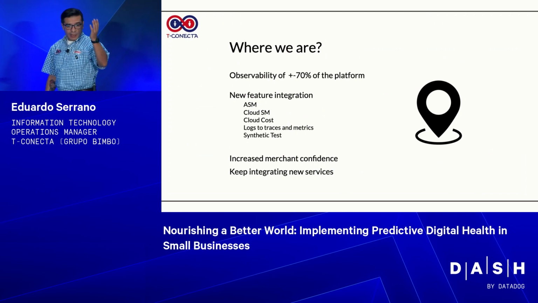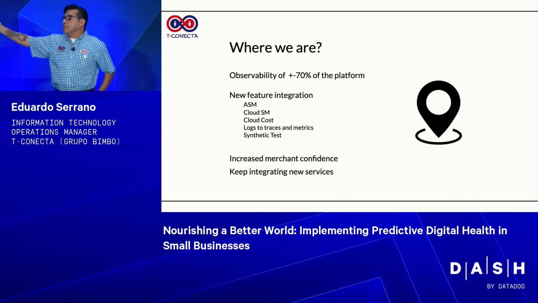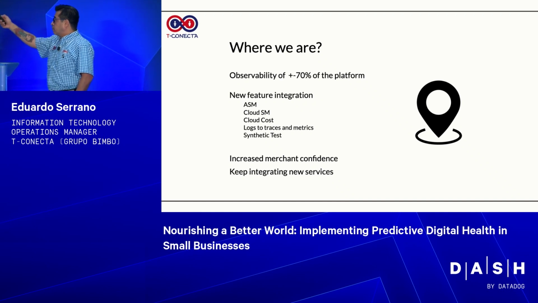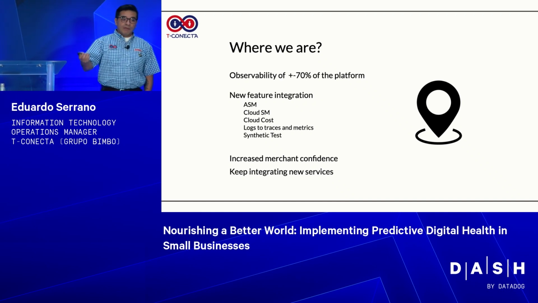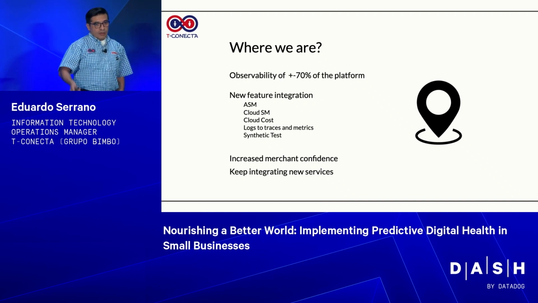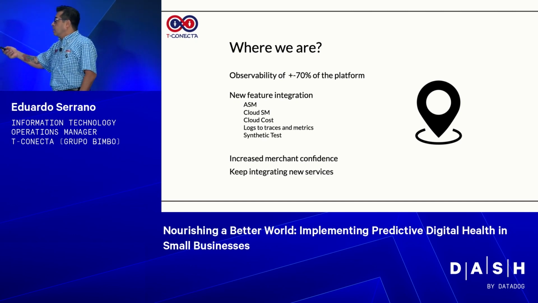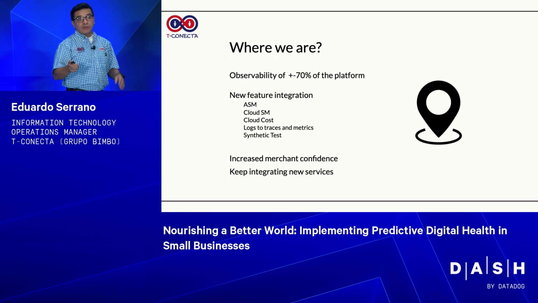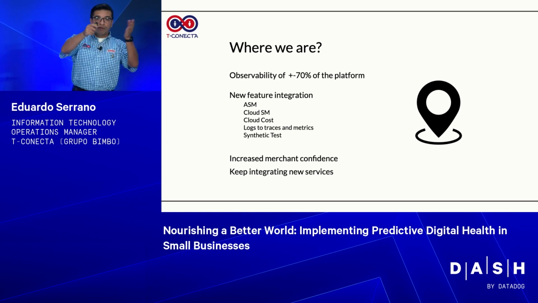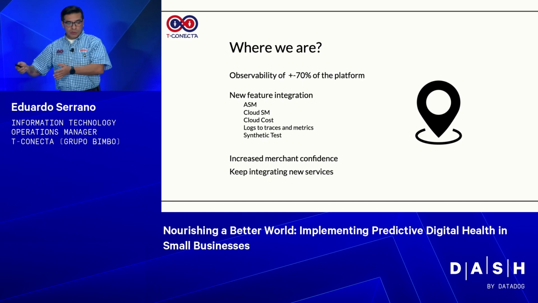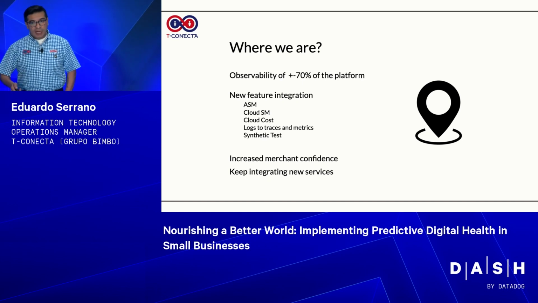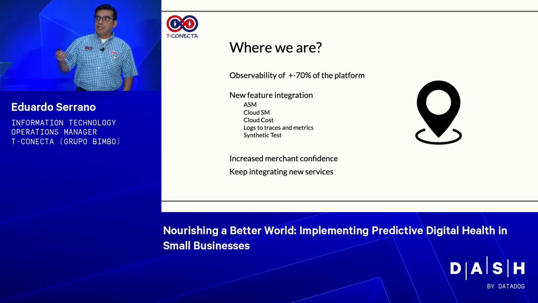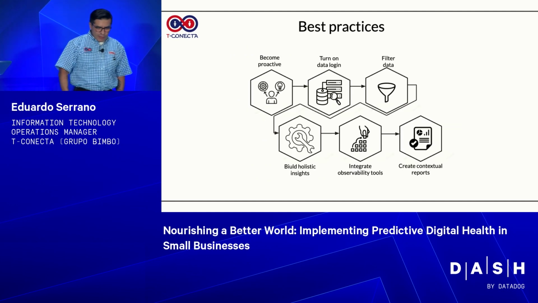So where we are, we have observability in more or less 17% of the platform. We're implementing new features on the platform like ASM, cloud security management, cloud host, logs. We want to migrate from logs to traces and metrics, and we are working to implement synthetic tests.